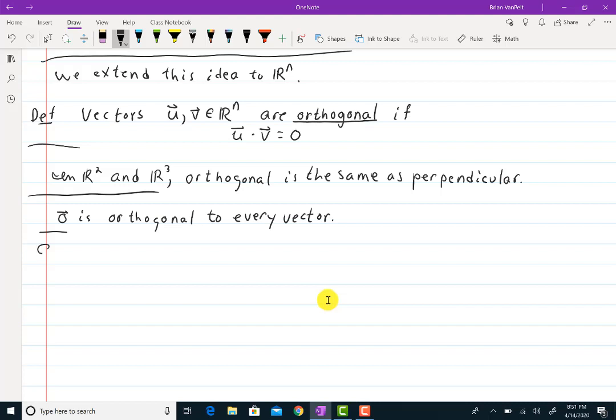Well, as an example, determine if u and v are orthogonal.